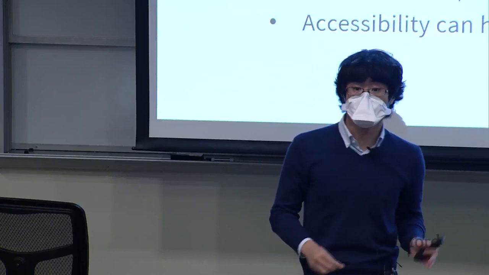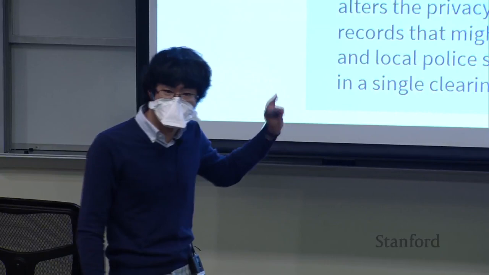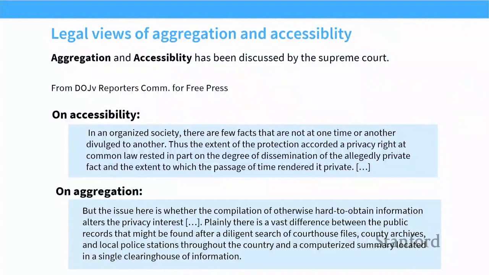And this is a good segue because the courts actually have thought about this, and they come to essentially the same conclusion as me. DOJ versus Reporters Committee for Freedom of the Press is the case that is relevant for this. To give you the background, I believe this was a case in which some reporters wanted access to FBI rap sheets. Rap sheets are the centralized piece of information for all the crimes that someone has committed, aggregated from all over the country.